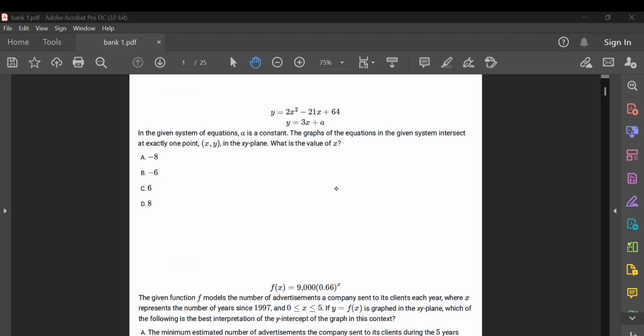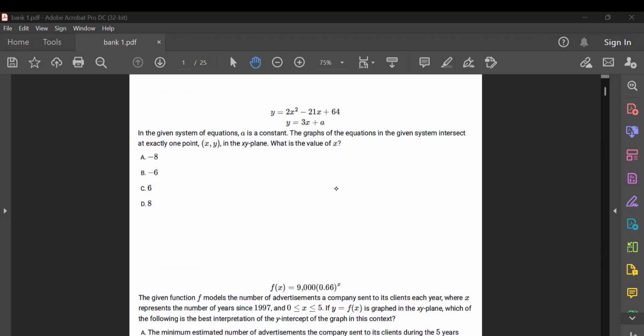So today we're going to start with the algebra, basically. These are the questions we are going to do today. The questions about algebra. In the given system of equations, there is a constant. The graphs of the equations in the given system intersect at exactly one point, x, y in the xy plane. What is the value of x?